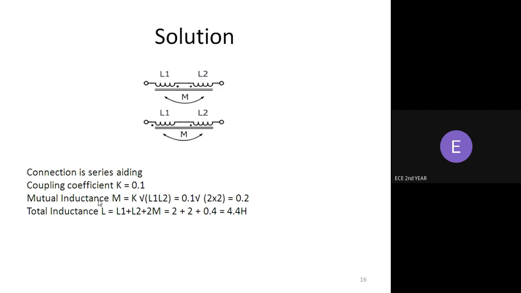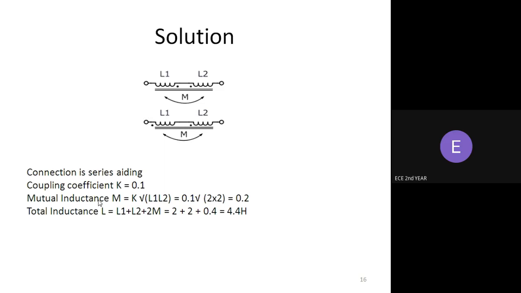Substitute the values of L1 and L2: 2 into 2. Root of 2 into 2 is root of 4, which is 2. 0.1 into 2 is 0.2. So the mutual inductance between coil L1 and L2 is 0.2.